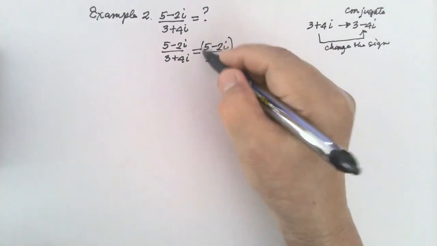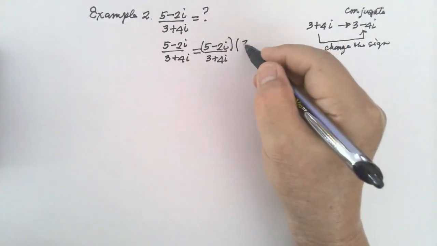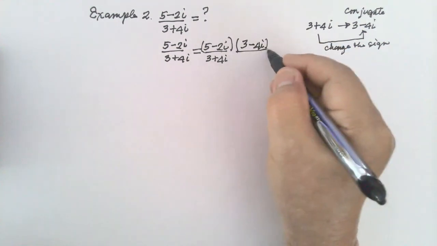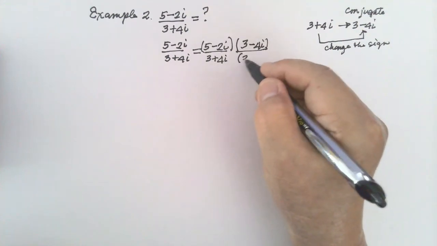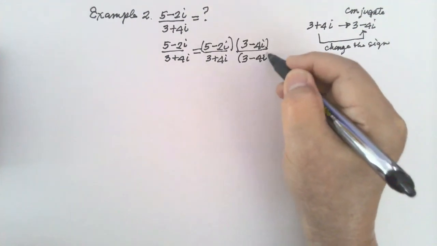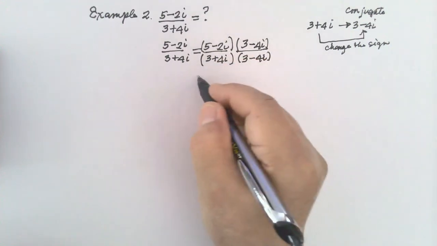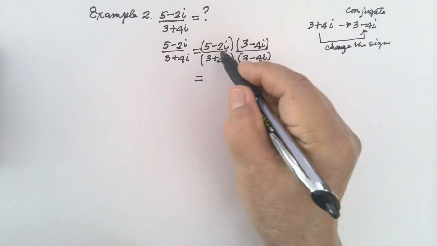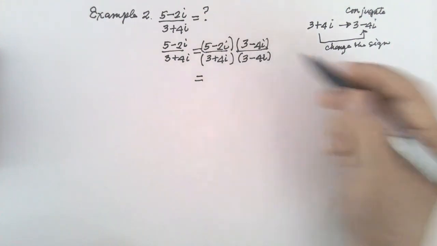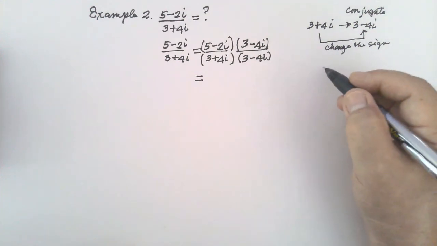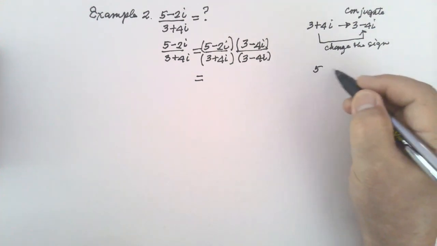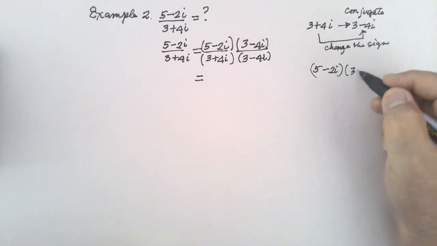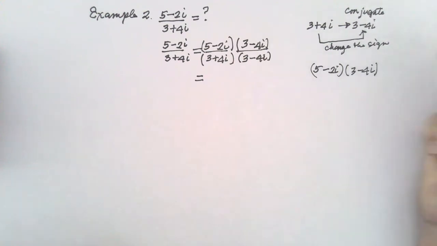So multiply the numerator by 3 minus 4i and the denominator also by 3 minus 4i equals. Find the product of 5 minus 2i and 3 minus 4i by using the FOIL method. Let us do it here. 5 minus 2i times 3 minus 4i.